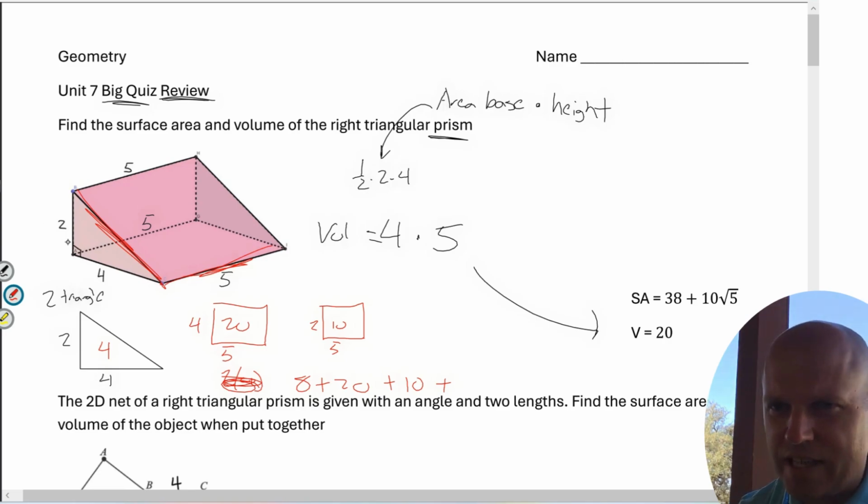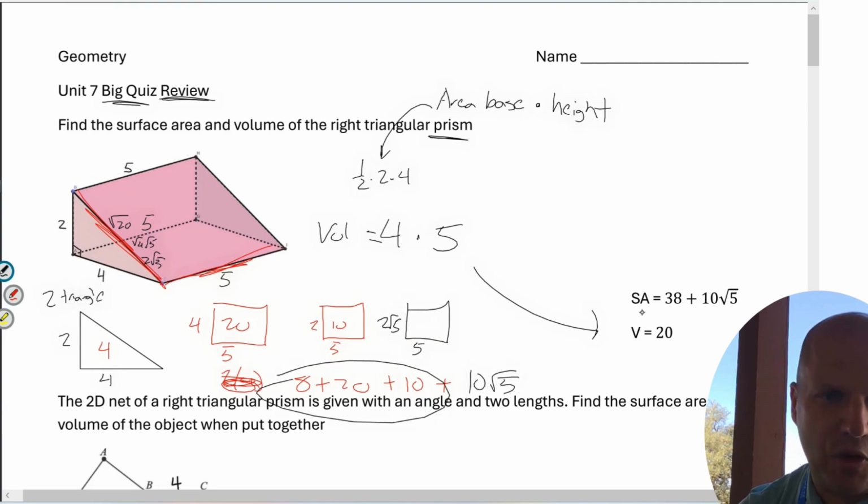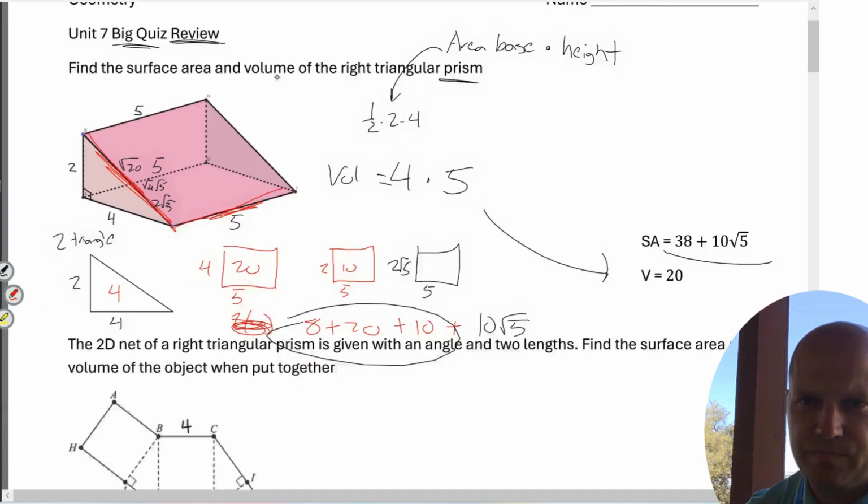How do I find that rectangle? I use the Pythagorean theorem. 16 plus 4 is 20. This is root 20. Root 20 is root 4, root 5, which is 2 root 5. So my last rectangle is a 2 root 5 by 5, which is going to be a 10 root 5. That's how I get 38 plus 10 root 5.